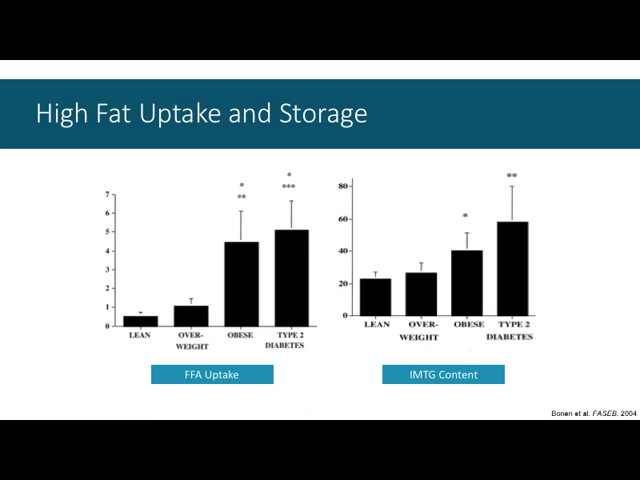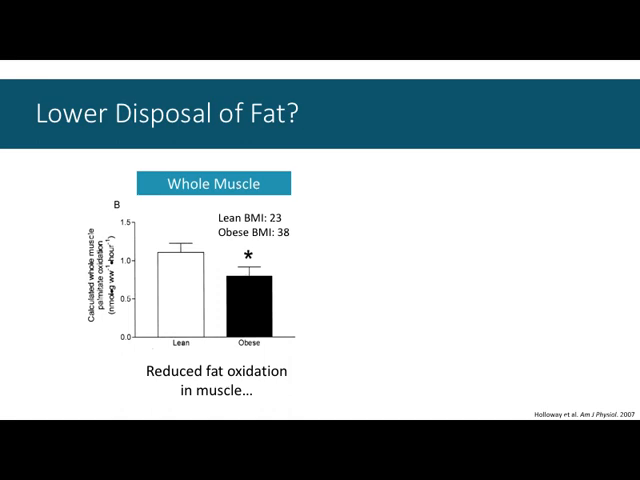Now, this is really the operative finding, that there is a higher content of fat. And so we're kind of curious as to why this accumulates. Uptake is one half of the balance equation. The other half would be disposal, right? Or oxidation. Why is there an accumulation of fat in obese or type 2 diabetic muscle?